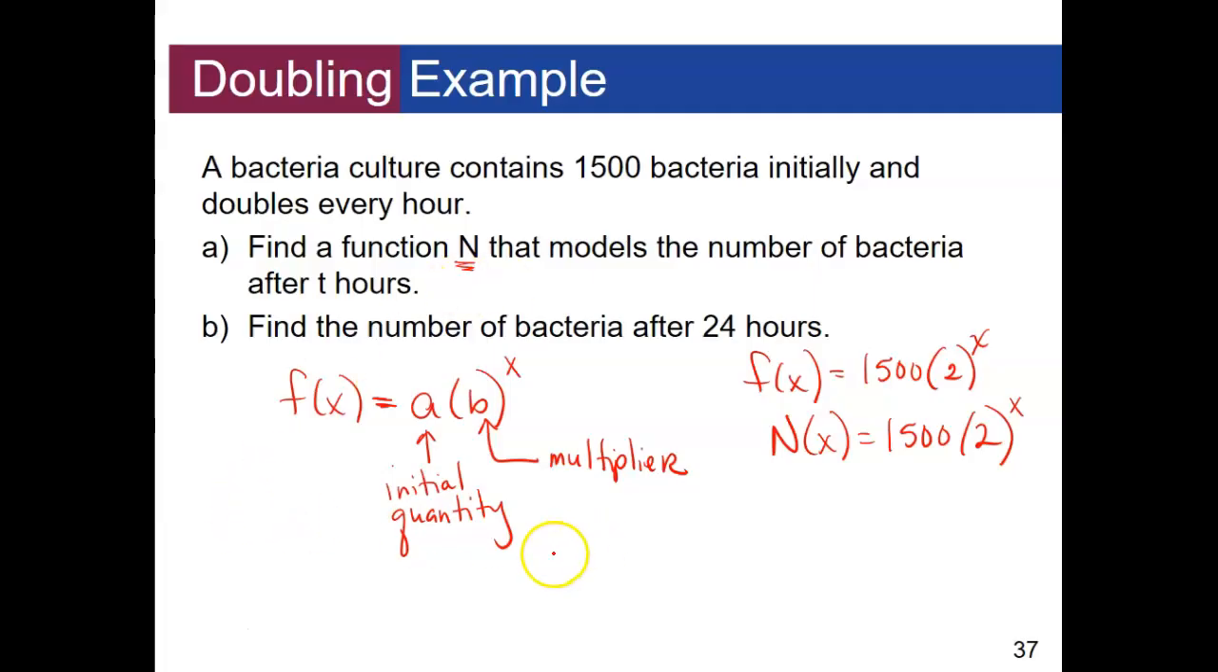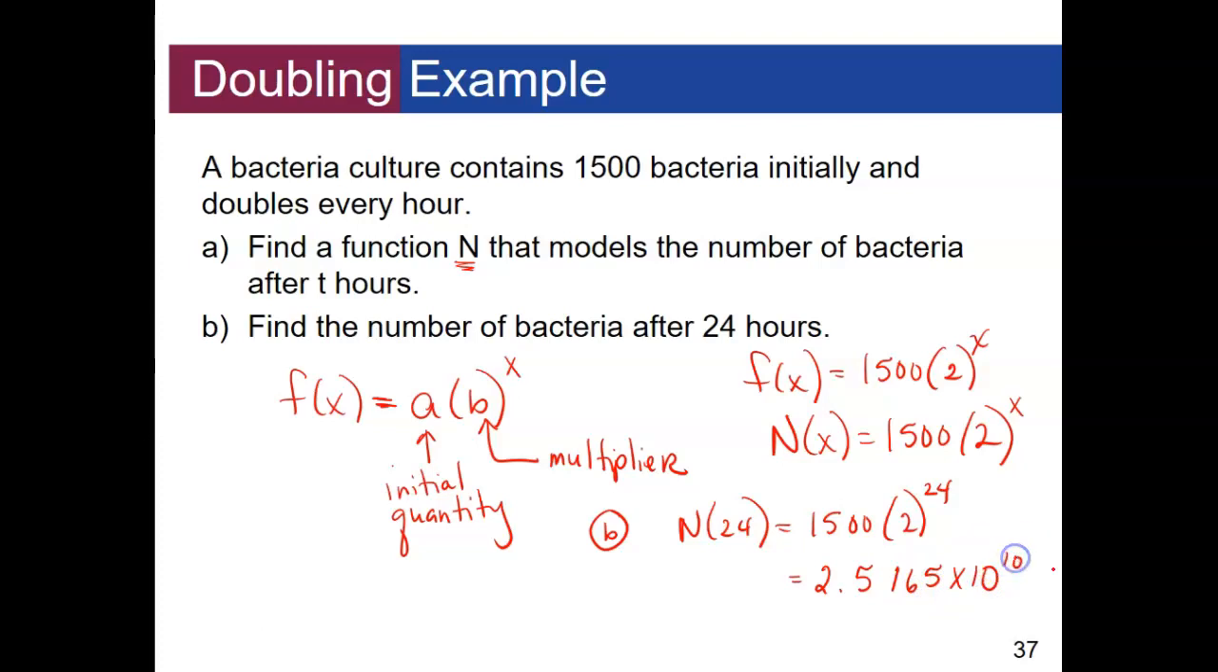Okay, and then the last part, find the number of bacteria after 24 hours. So we're going to put 24 into our model, and we're going to get 2.5165 times 10 to the 10th. What you're going to see there is 2.5165 with a little E10 off to the side, and that's just the same thing as scientific notation for times 10 to the 10th.